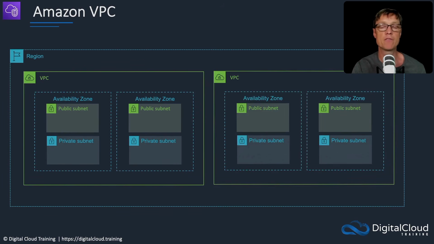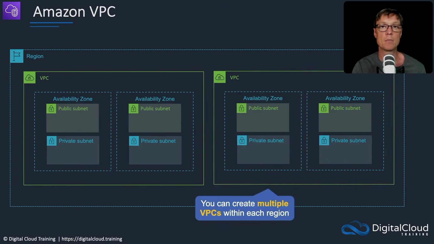You have a limit of 5 by default, but you can request an increase on that amount. Each VPC has a CIDR block. That's the overall block of addresses from which you then create the addresses you assign to your subnet.